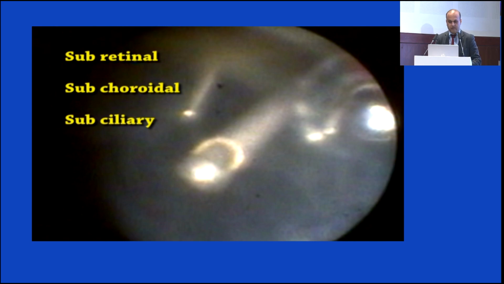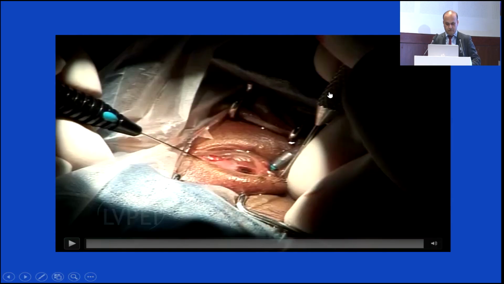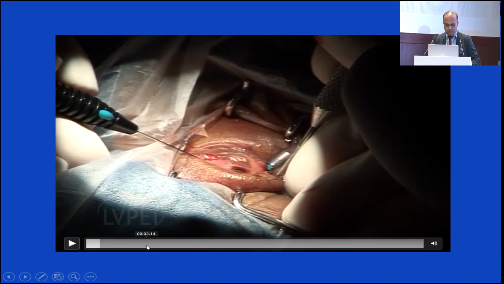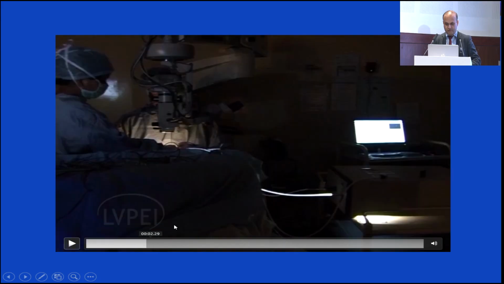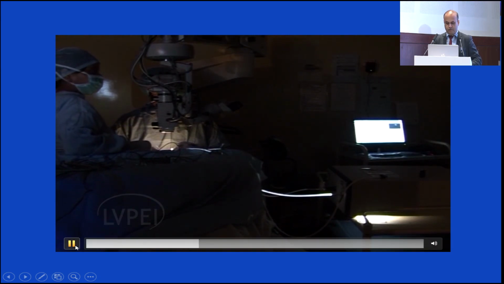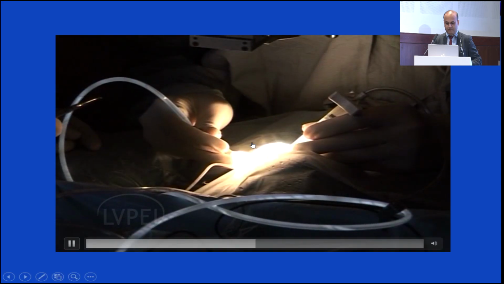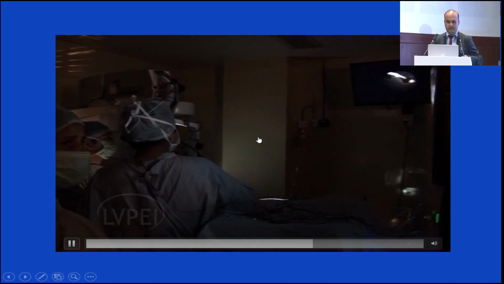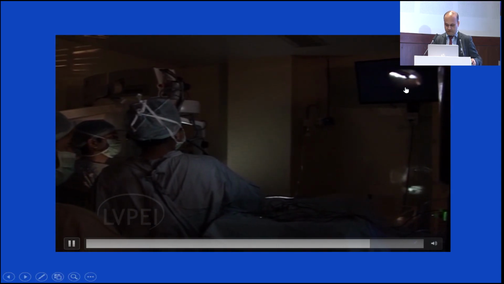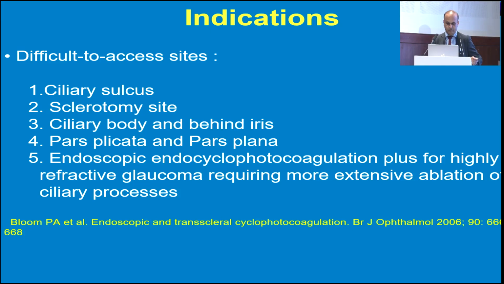It also allows us to visualize subretinal areas, and if there's a subchoroidal or subciliary placement, those areas are also easily visualized. This is how the visualization looks. You see a surgeon operating here, and this video is not playing. You also need to get used to looking at the screen in front of you rather than looking inside a microscope. That's the other learning curve and the different thing that we need to get used to.